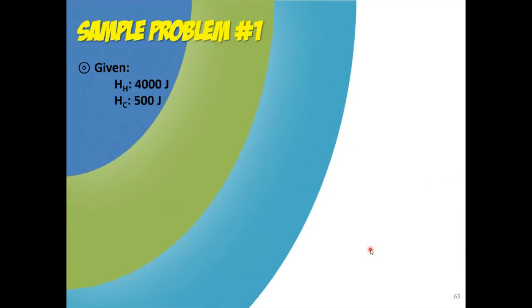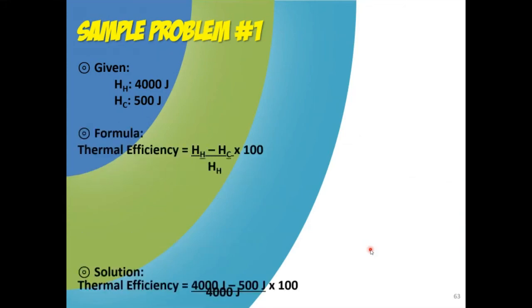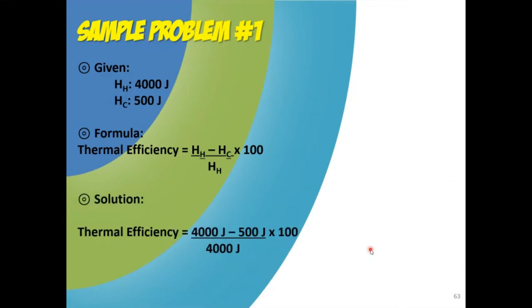So, sample problem number 1. We have a given, HH, let's go back. The HH I'm referring to here is the hot reservoir, and our hot reservoir is 4,000 joules, and the 500 joules is the cold reservoir. Our formula is, solution: 4,000 joules minus 500 joules. Let's subtract that first, and then we divide by 4,000 joules.